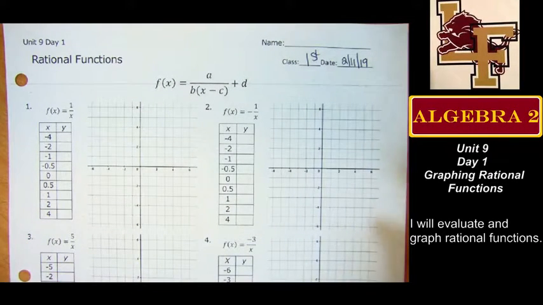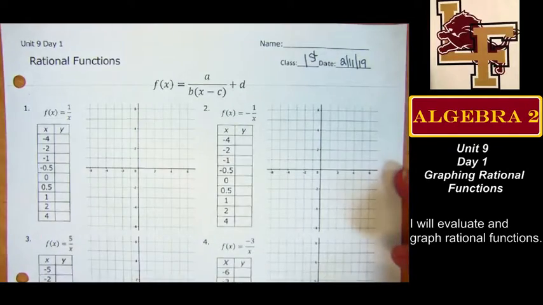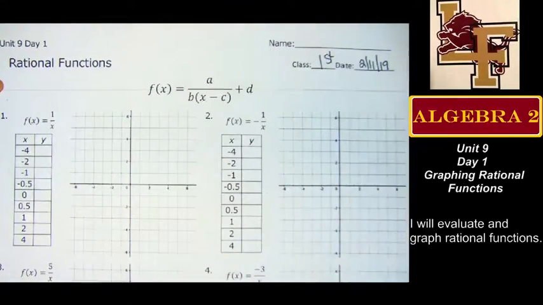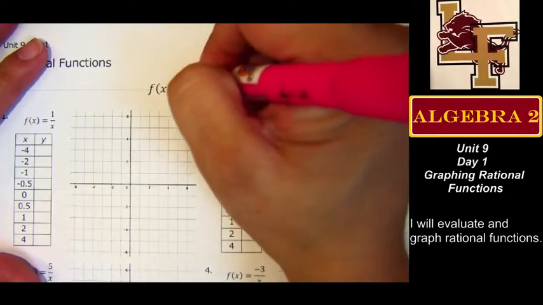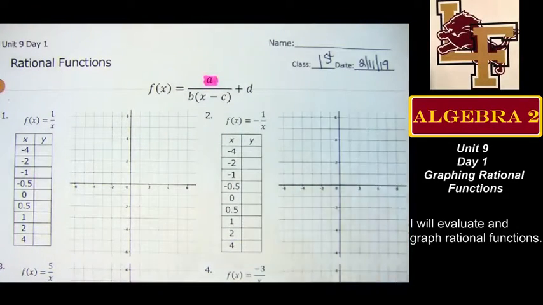We are the 11th of February 2019, and we're starting with rational functions. The first thing that you see is our f of x, showing that this is likely some sort of function. And then we have a bunch of letters and craziness and weirdness. So let's digest this. This a, it's the same a that we've seen all year. So it's going to control your vertical stretch and vertical compress. It's going to control your reflect in the x-axis.